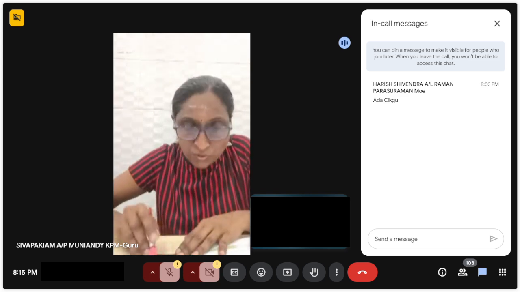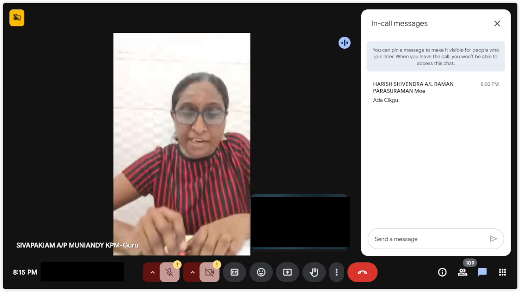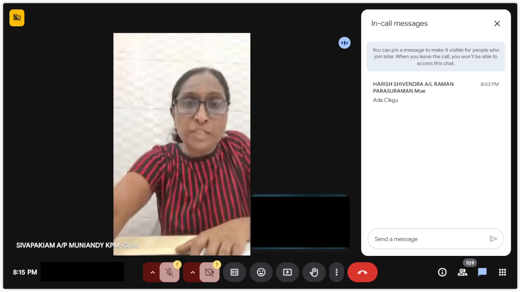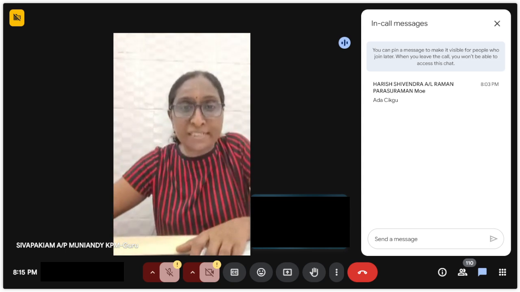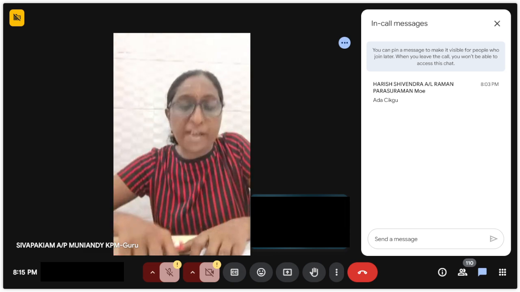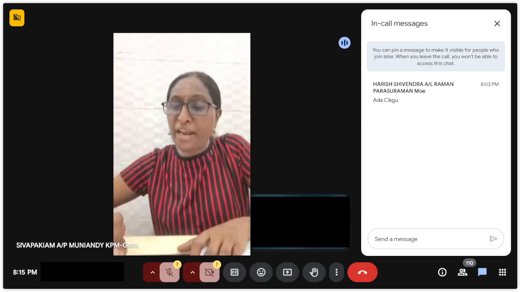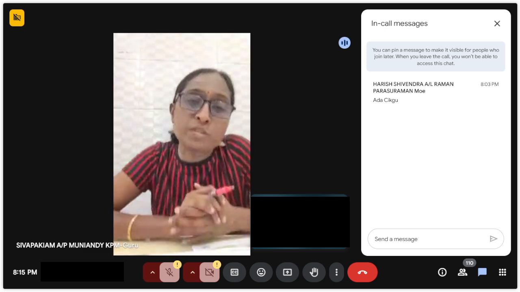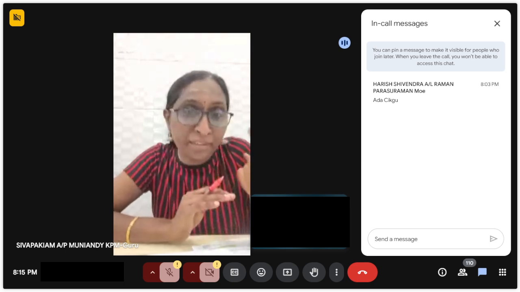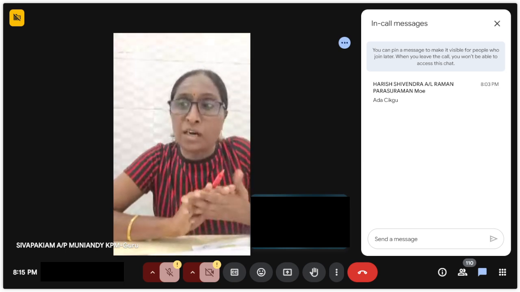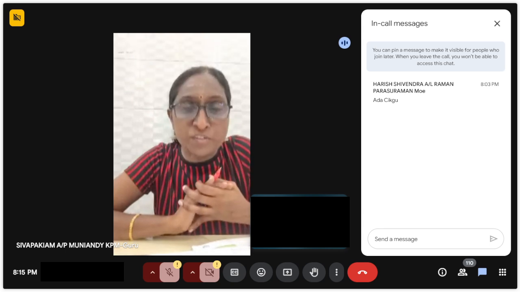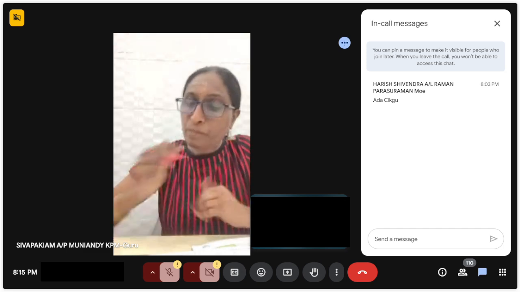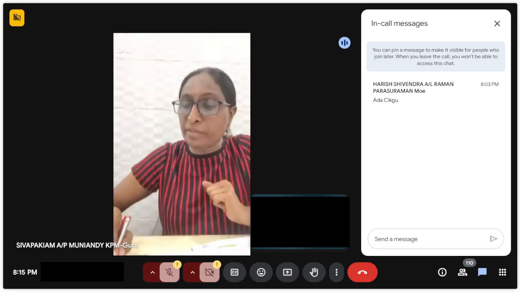Then, write the formula of the product formed at the anode. Chlorine gas, I want the formula Cl2. Sometimes I will ask you what's the color of the gas you collected at the anode. Explain your answer based on your selection of the ion discharged. Why do you choose chloride ion to discharge? One mark: the reason is chloride ion has higher concentration than hydroxide ion. That's all. Okay? Describe the confirmatory test.